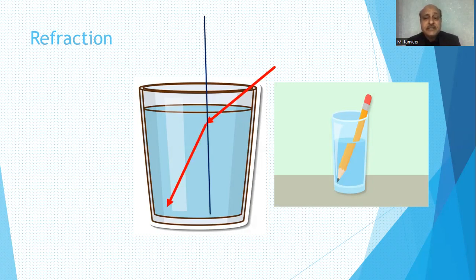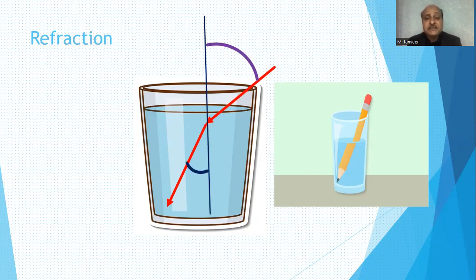When we measure the angle of incidence, you know what is the angle of incidence? The angle which the incident ray makes with the normal is called the angle of incidence. And what is the angle of reflection? The angle which the reflected ray makes with the normal. But here the process is refraction, not reflection. So the angle of incidence will be the angle which the incident ray makes with the normal, and the angle of refraction will be the angle which the refracted ray makes with the normal. So this is the angle of incidence and this is the angle of refraction.